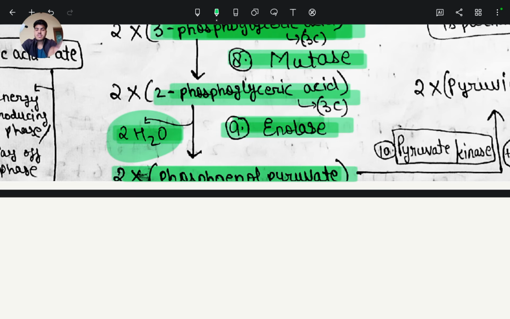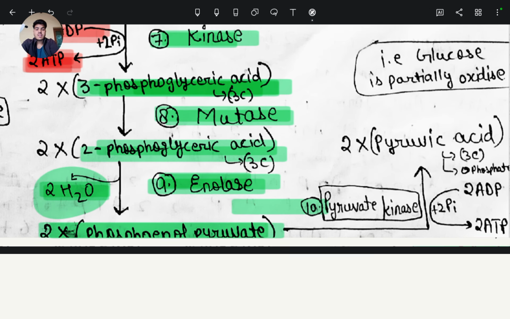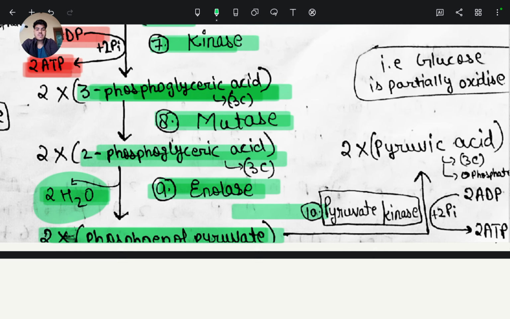At this step, in this molecule, the phosphorus position is now at the first position of carbon. At the last step of glycolysis, the 10th step, the enzyme pyruvate kinase is used and forms two molecules of pyruvic acid, in which there are 3 carbon atoms and 0 phosphate. At this 10th step, 2 ADP form 2 ATP with 2 inorganic phosphate.